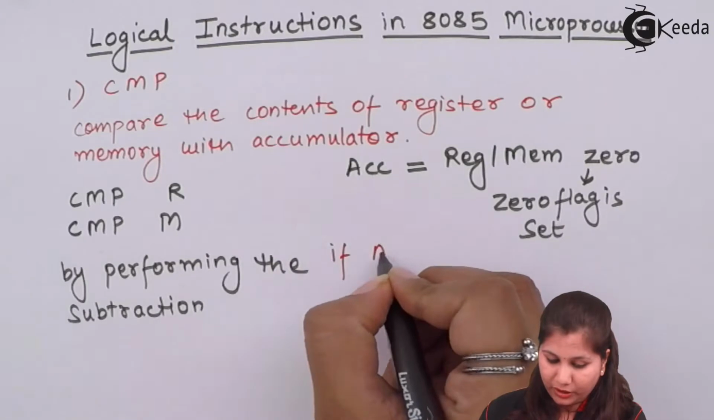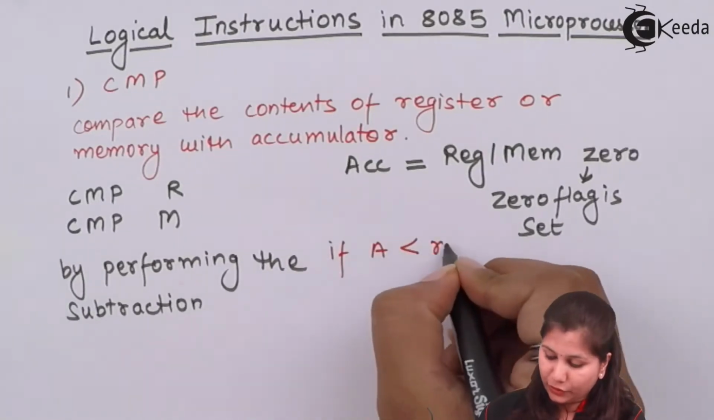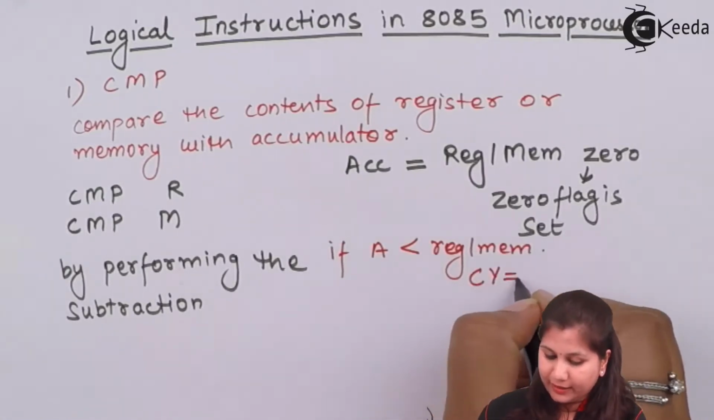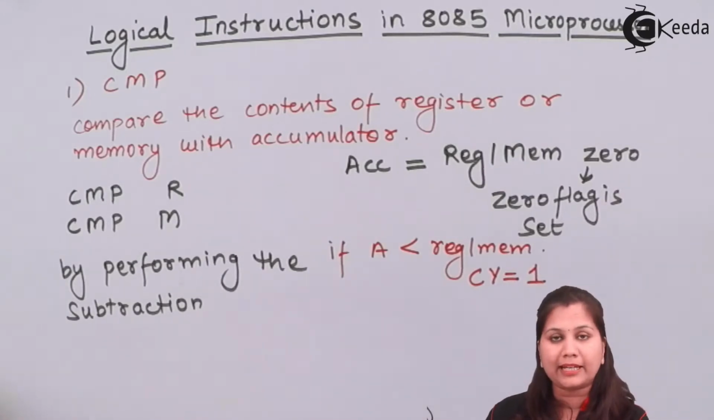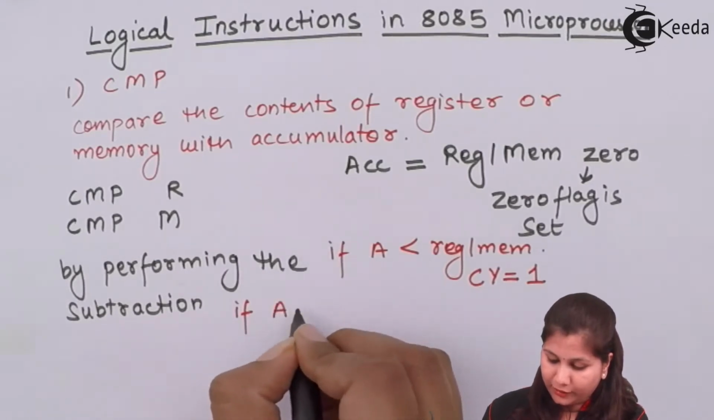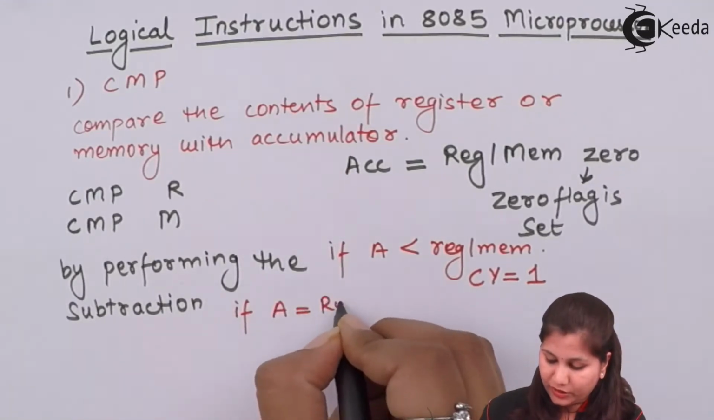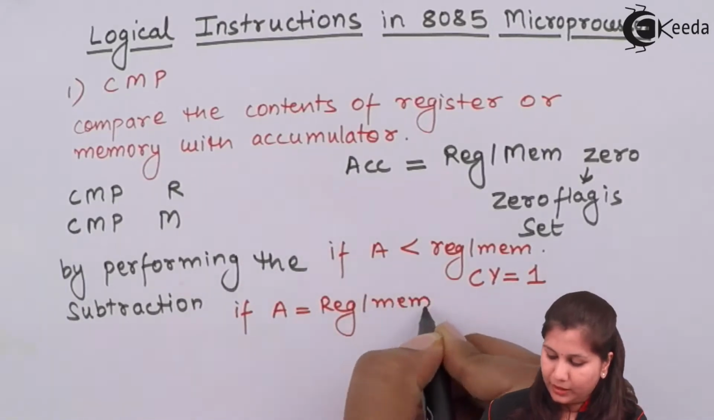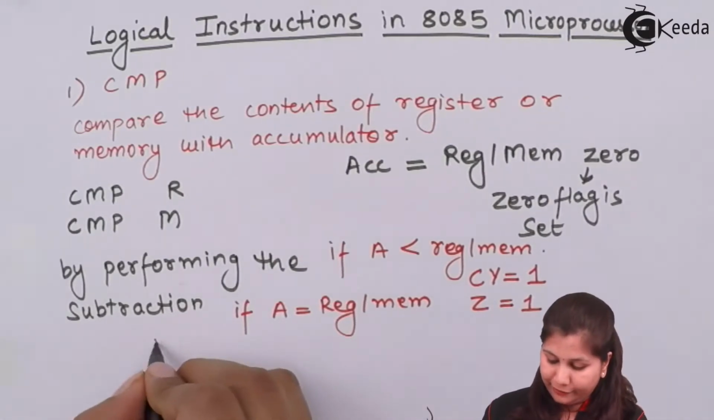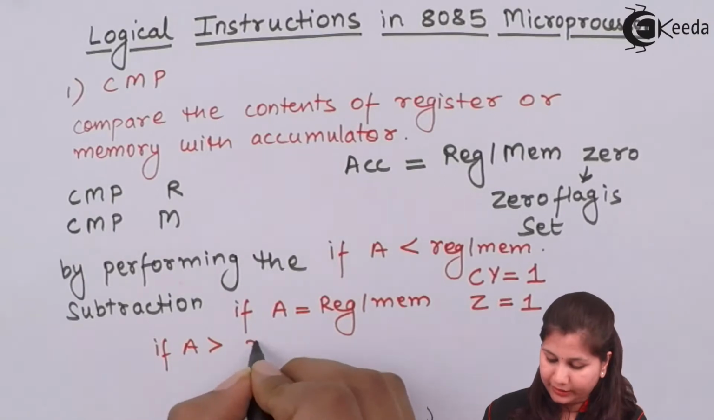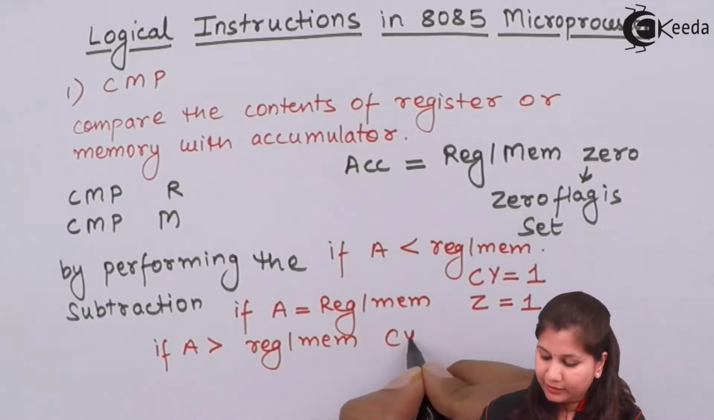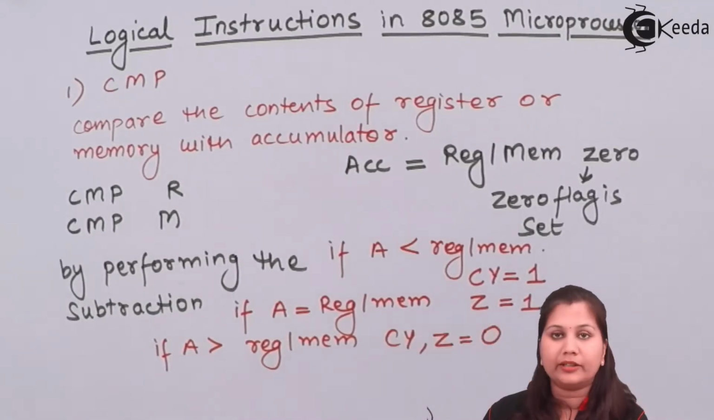If the contents of the accumulator are less than the contents of the register or the memory, then carry flag is set, means carry flag is equal to 1. If the contents of the accumulator are equal to the contents of the register or memory, then zero flag is set. And if the contents of the accumulator are greater than the register or the memory, then both the carry flag and the zero flag are reset.